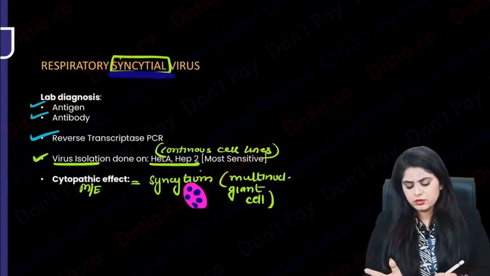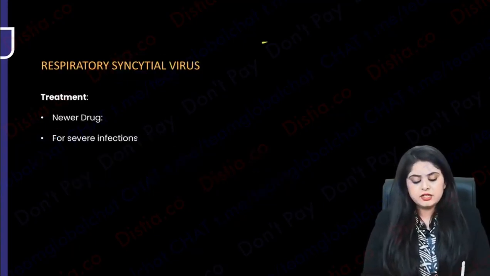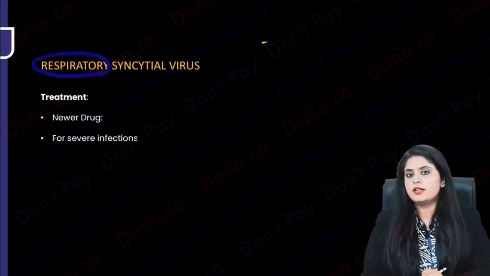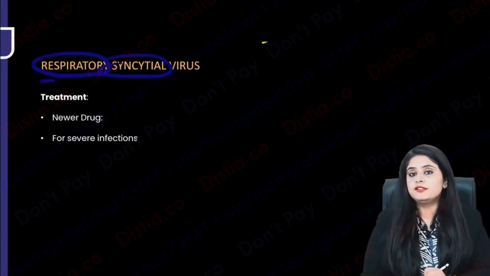Coming back to what I told you, if you know pretty much everything that I told you: respiration will be involved, I explained that. Syncytium you have understood. R for rainy season you have understood.